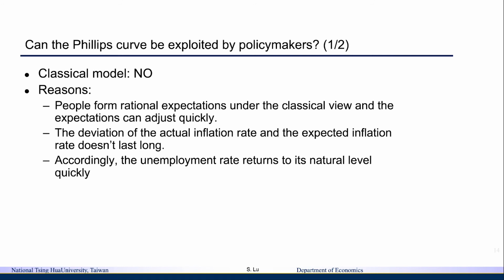So the gap between the expected inflation rate and the actual inflation rate will shrink in a really short time. Therefore, it implies that the deviation of the unemployment rate from the natural rate of unemployment will also last only for a short time. Because of that, under the classical view, the policymaker cannot exploit this relationship easily.